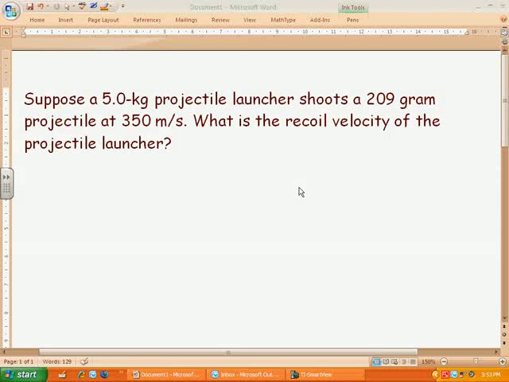Alright, let's take about 10 minutes and look at some examples with momentum. This is just kind of an introduction. We'll do some easier problems and just give you an idea of how it works.